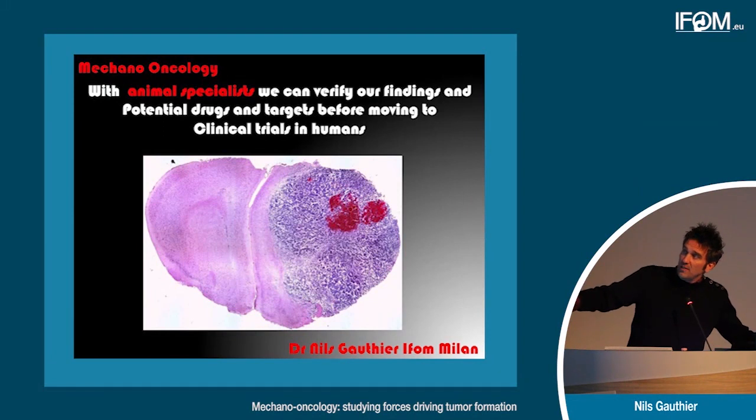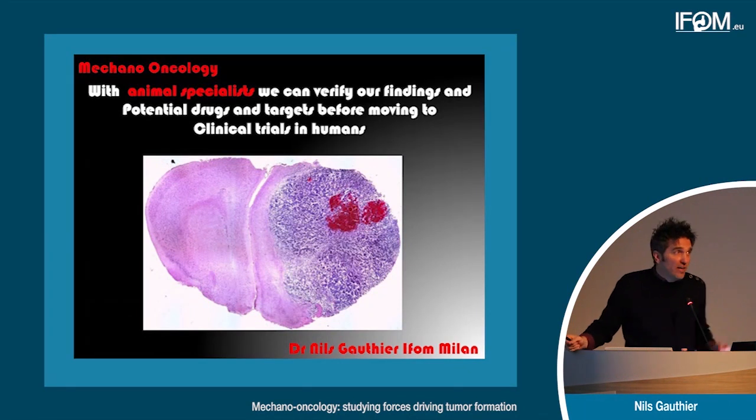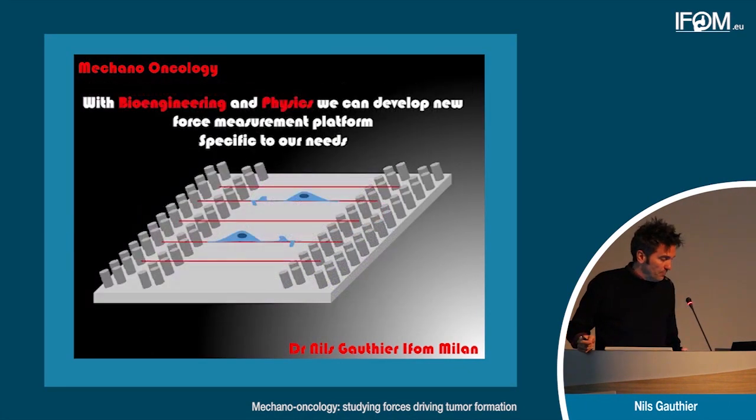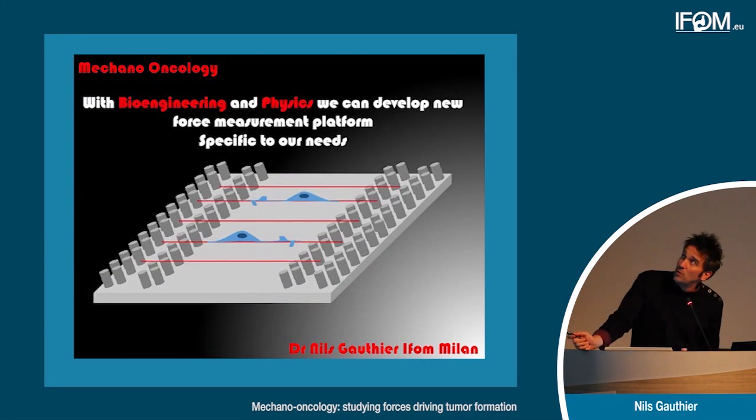And this is, for example, a brain of a mouse, where we have reinjected human cells, here in red, and we are trying to see what is the effect of that. And we can team up also with bioengineering.